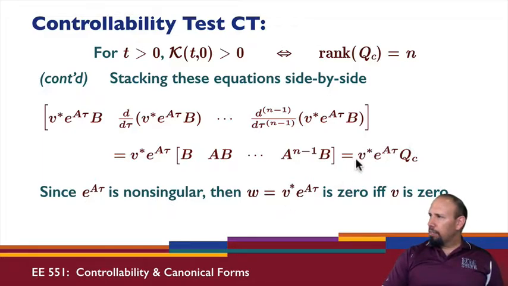Now notice this vector here, since e to the A tau is non-singular for all A and for all tau, which is pretty cool. In fact, I can even give you the inverse. The inverse of e to the A tau is e to the minus A tau. So it's not only invertible, but I even know the inverse. That's just pretty cool. All right, since this matrix is non-singular, then this vector w is zero if and only if vector v itself is 0. So we have that property.